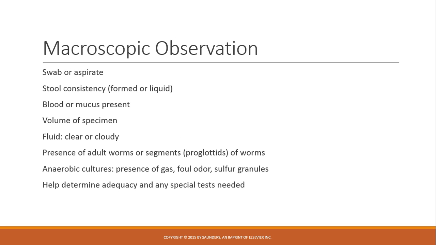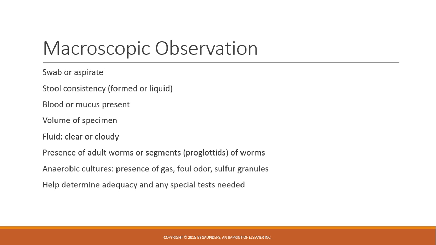Okay, so once we've collected the sample, we've noticed that it's a good sample, we want to do a macroscopic observation. So that's just looking at the sample as a whole. Is it a swab or is it an aspirate? Depending on whether it's a swab or aspirate, that's going to tell us how we're going to set up the plates. All right. Consistency of the stool. Is it formed or is it liquid? We're going to look for certain things if it's formed and other things if it's liquid.